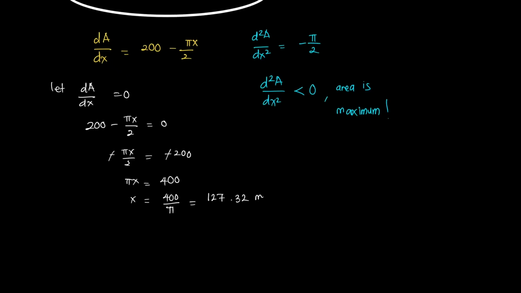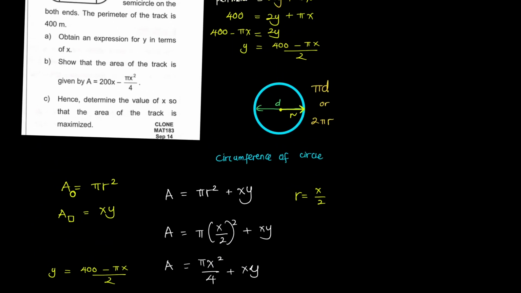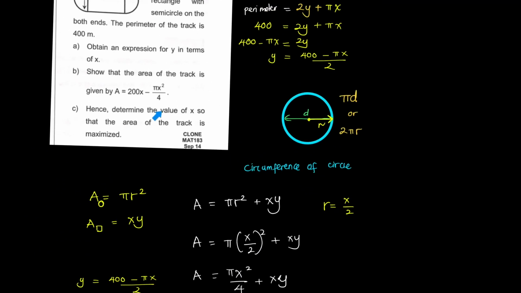So what is the x value then? It is actually the x value that we got from the previous process, which is this 127.32. That is actually the answer for the last question. So the x value that we need to find is basically that 127.32, and that is the value of x that we need to have in order to maximize the area of this track. So that is the solution for this question.